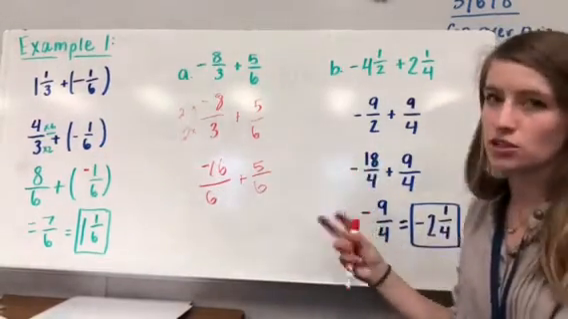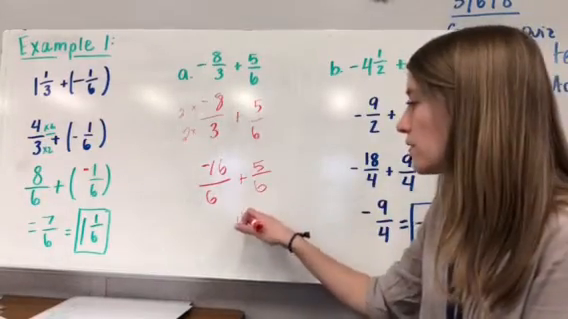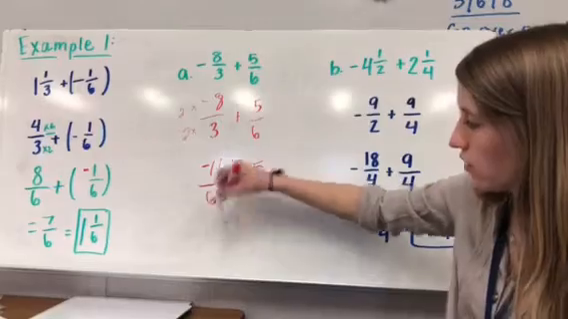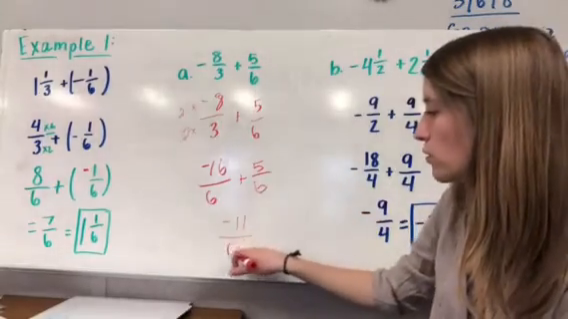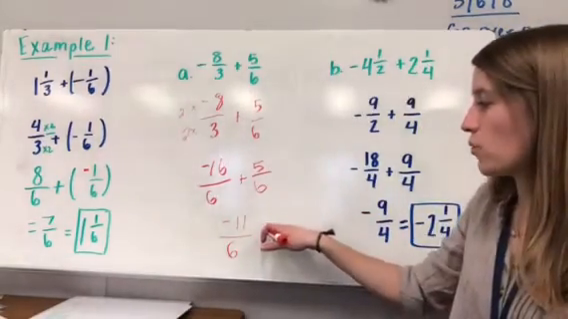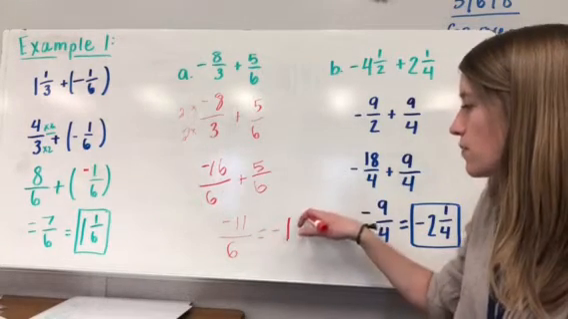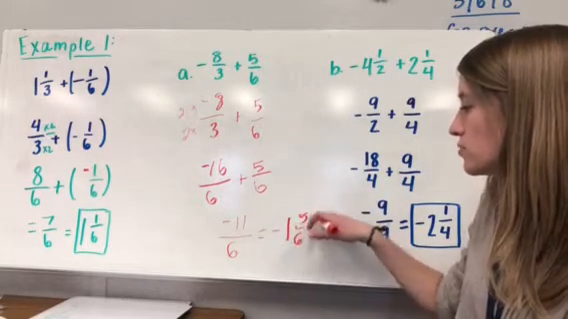Those are different signs, so we'll subtract. We would get 11. -16 is the bigger absolute value, so we get -11. It's going to be over 6. I can take one last step here and make this a mixed number. That's -1 and 5/6 remaining.